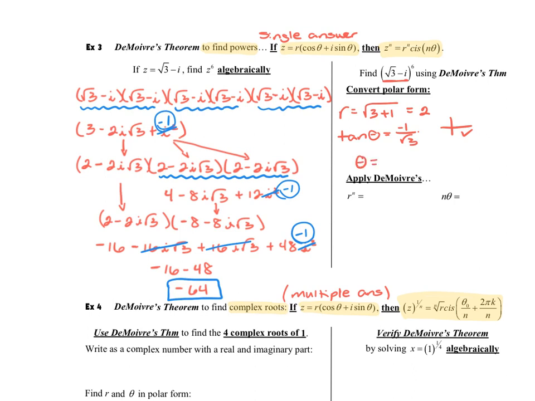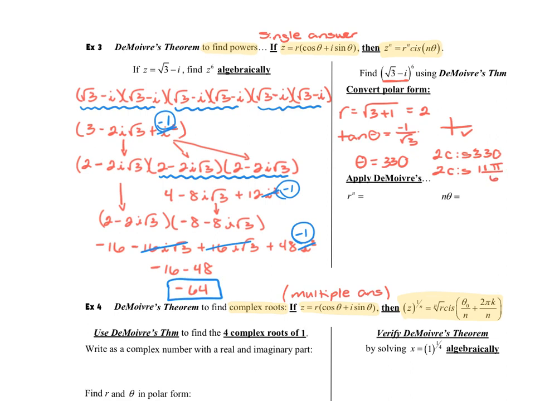Our theta value, we could write in degrees or in radian form. It doesn't make any difference at all. So I'm going to write that as 330 degrees, or 11 pi over 6. So when I write this in polar form, I could write 2 cis 330, or 2 cis 11 pi over 6. Either one of those is fine.